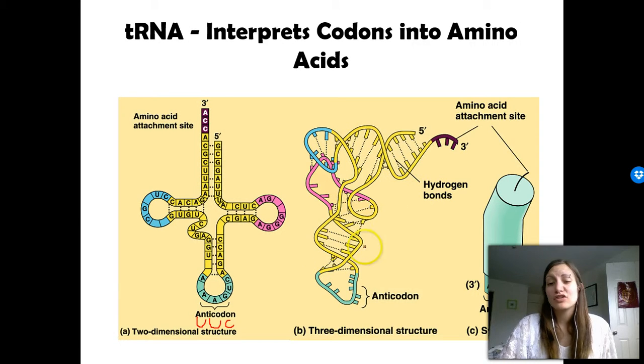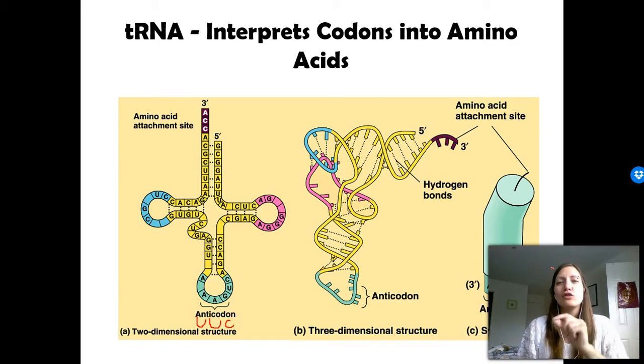This is the kind of structure we were looking at a slide ago. And then this is just a super simplified version of it, but all three of these represent the same thing. That middleman is going to bring that amino acid to the ribosome and read the directions mRNA says.